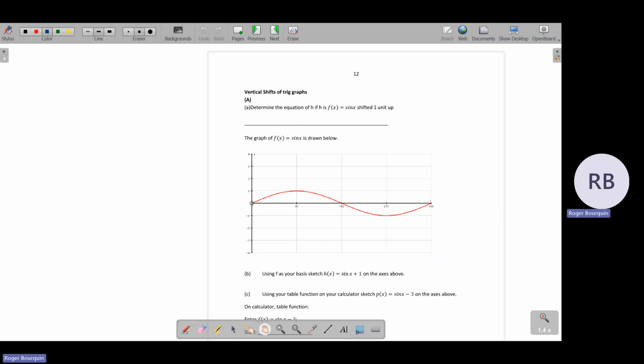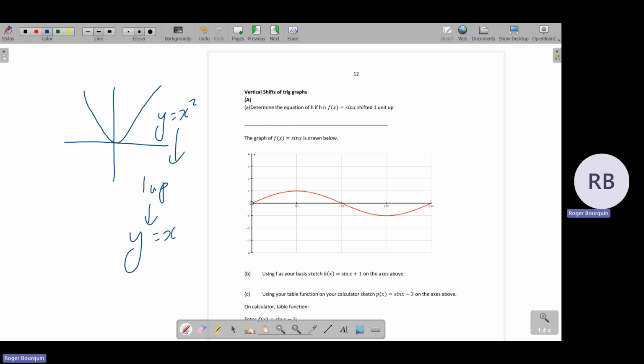Say I gave you a parabola, and you had y is equal to x squared, and you wanted to move that 1 unit up. What would the new equation be? Y is equal to x squared plus 1, and it'll move the graph 1 up.